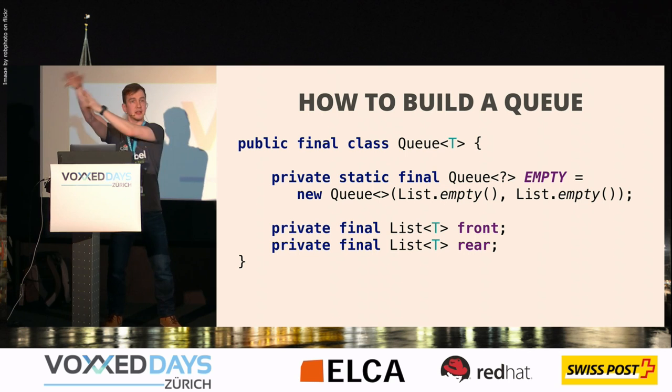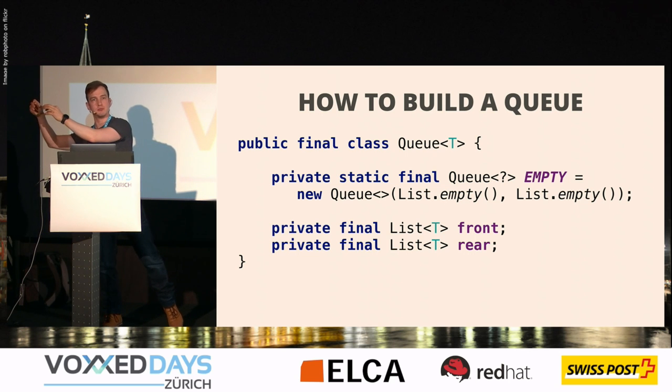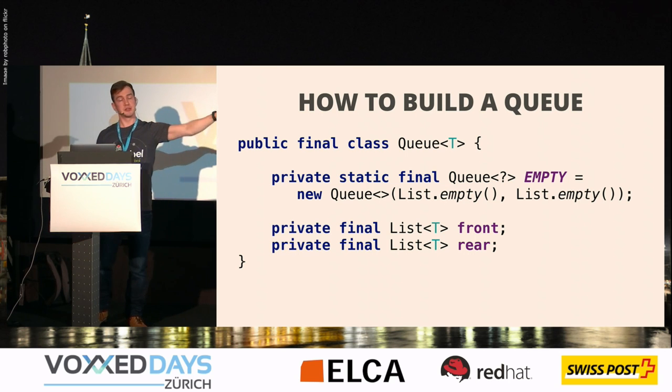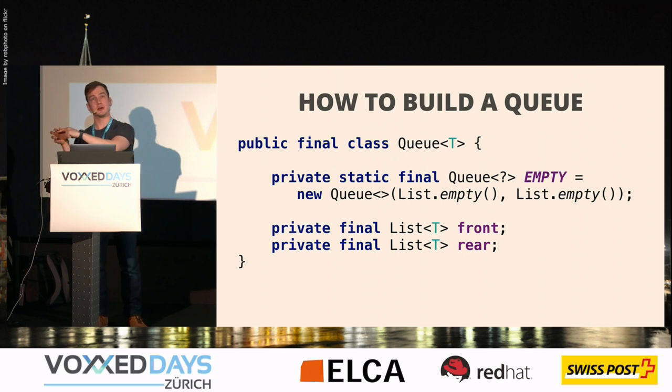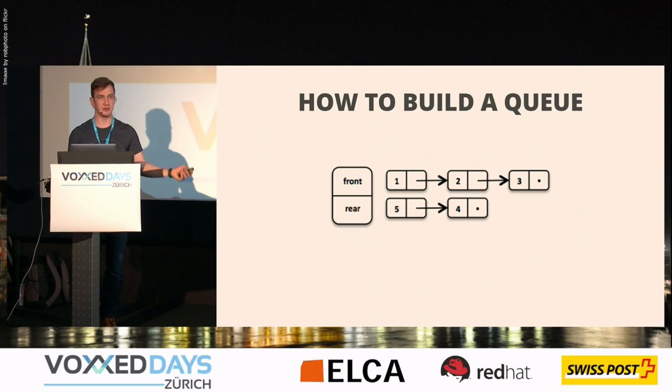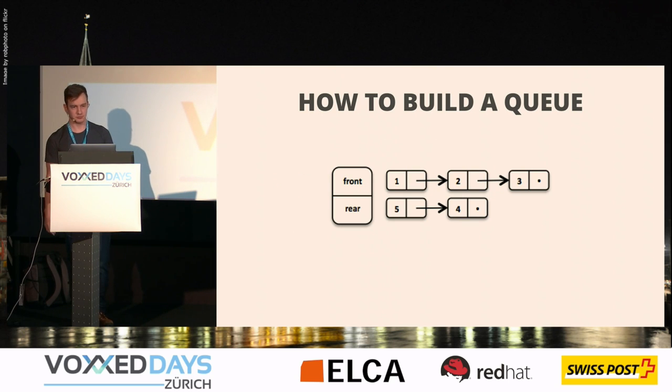So the head of the front list is the head of the queue. The rear of the queue will be in the reverse order. So the head of the rear is the tail of the queue, the end of a queue. If you think of a picture, if you need a picture, this is like that.